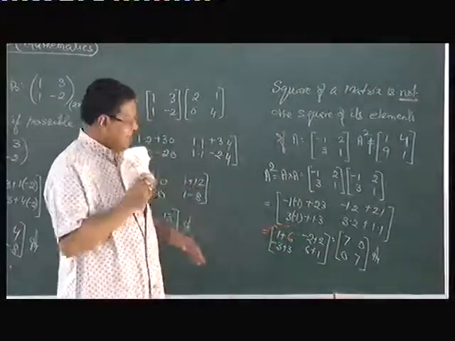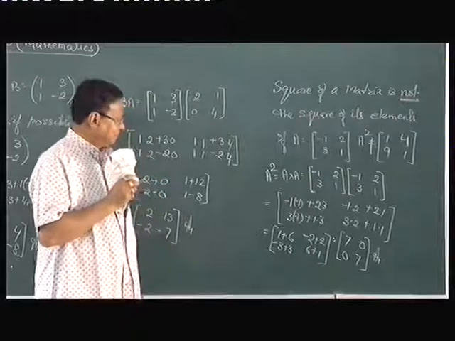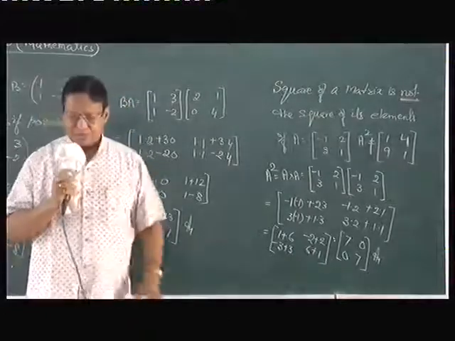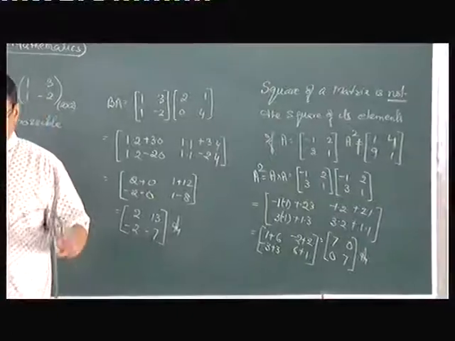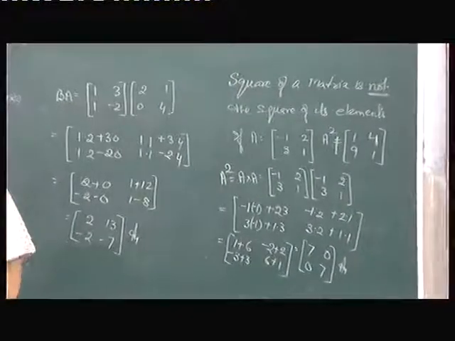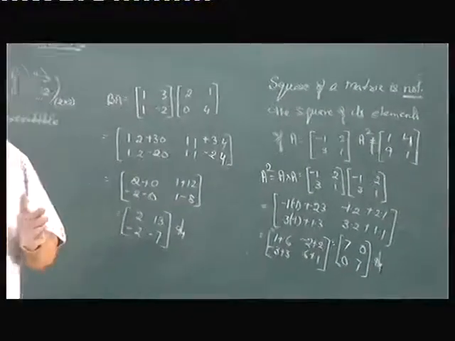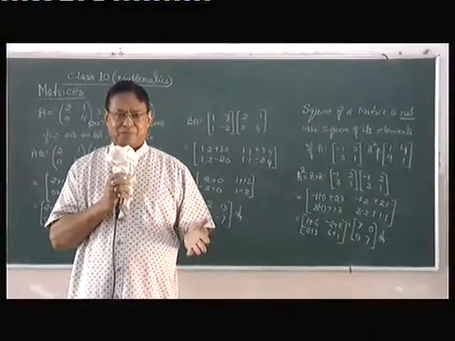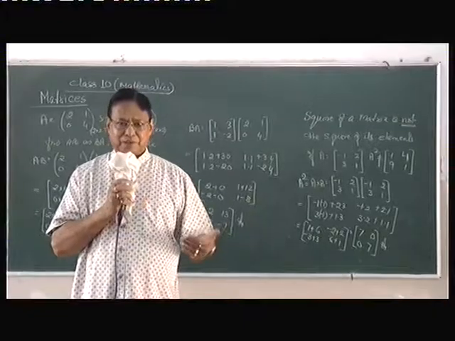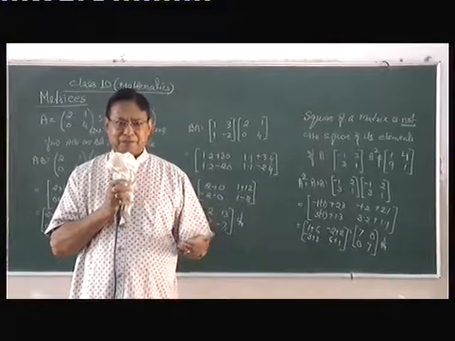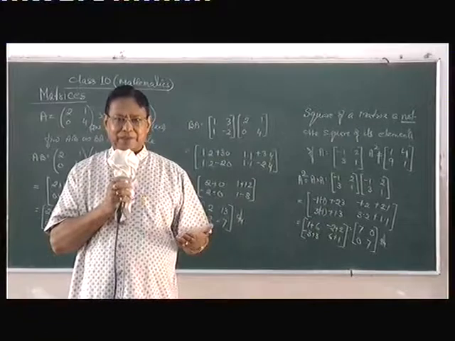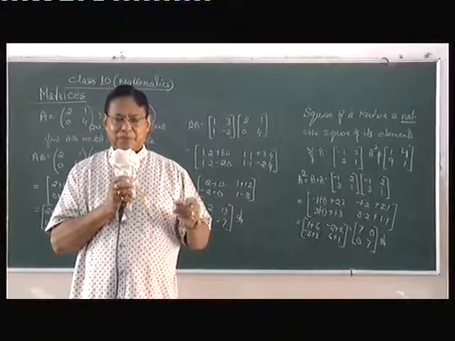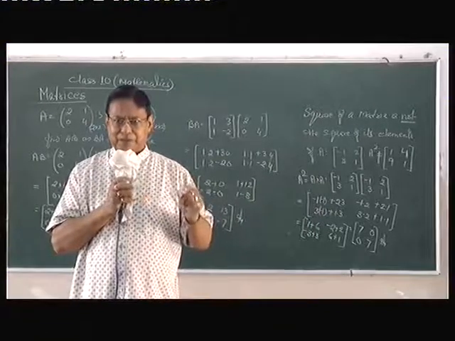Okay? So basic algebra of matrices. Addition of matrices. Two matrices can be added if they are like. One can be subtracted from the other if they are like. Multiplying a matrix with a scalar. Multiply each and every element with that scalar.